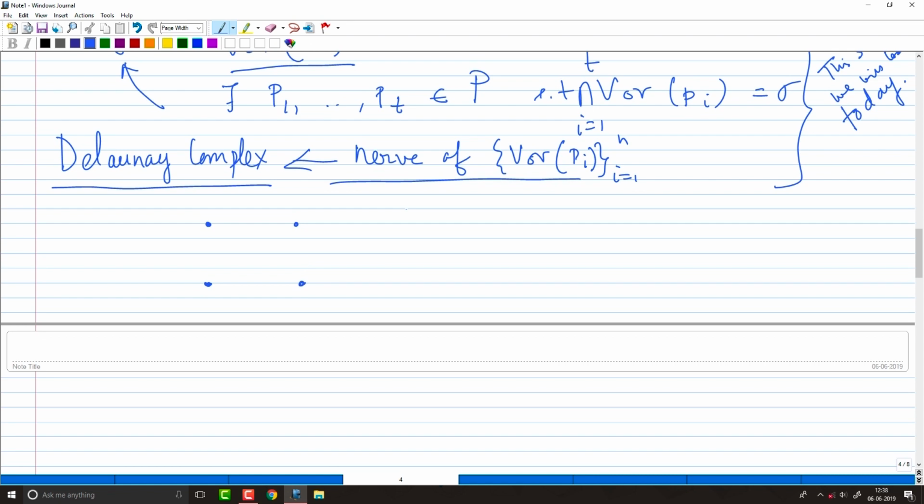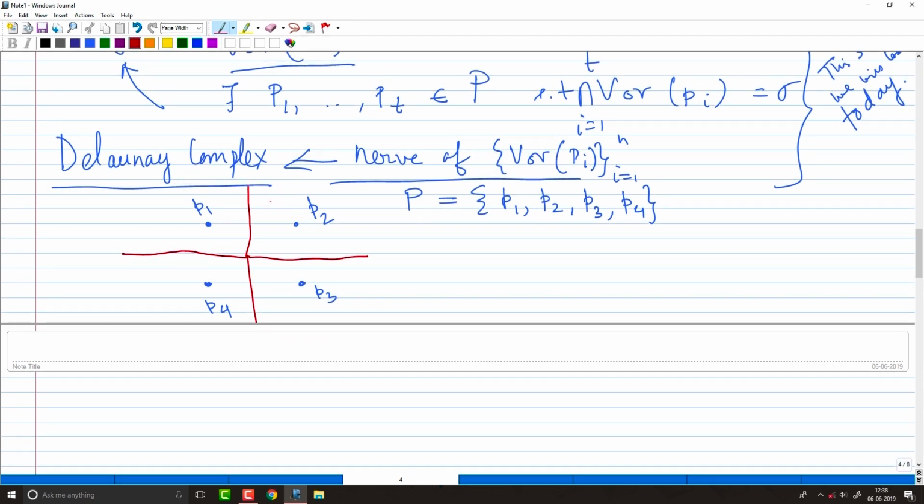Okay. So, let us take 4 points on a unit square. Your set capital P is P1, P2, P3, P4, and they are on this unit square. How does the Voronoi diagram look? Let us say for P1 it will look something like this. Similarly for P2. This will be the region for P2, this will be the region for P1, P4, right.